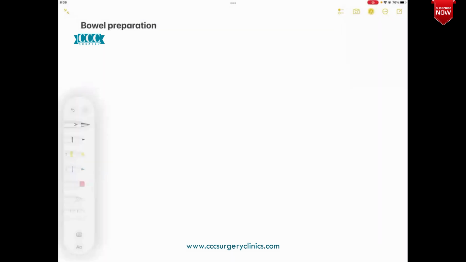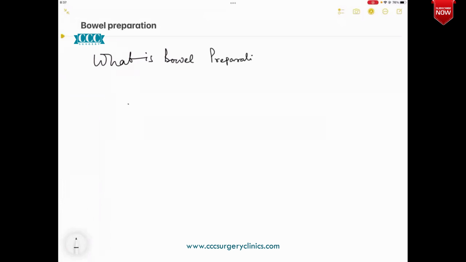Now, we'll start with very straightforward things. One, to begin with, what is bowel preparation? What is bowel preparation is something that you need to understand. This means the normal colon. We are not talking about the stomach. We are not talking of the small intestine like the duodenum, etc.